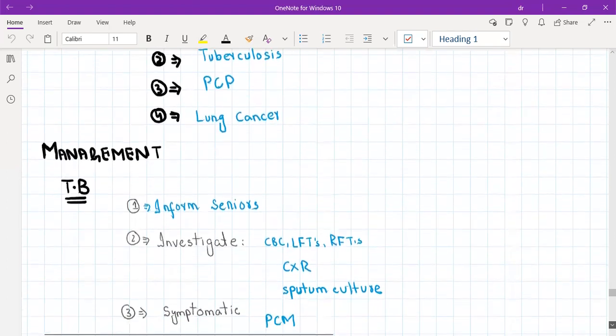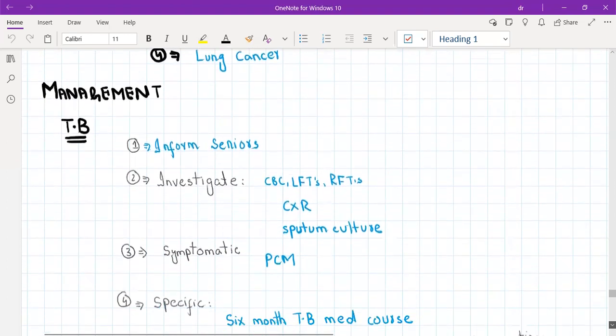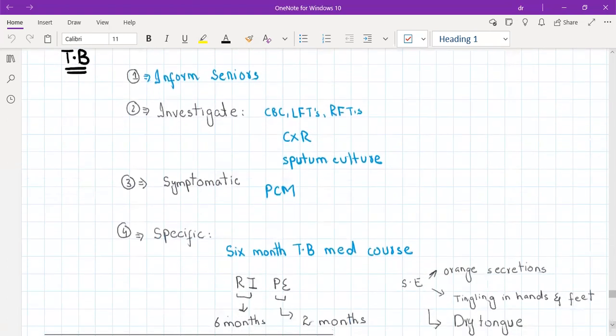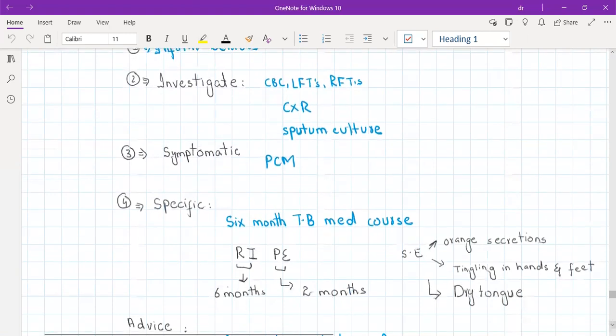So in TB cases, you should inform your seniors and request specific investigations that will include routine bloods like CBC, LFTs, RFTs, urea and electrolytes. You should request a chest X-ray and also a sputum culture for TB. Symptomatic treatment here will be paracetamol for the fever. Specific treatment here is a TB medication course.